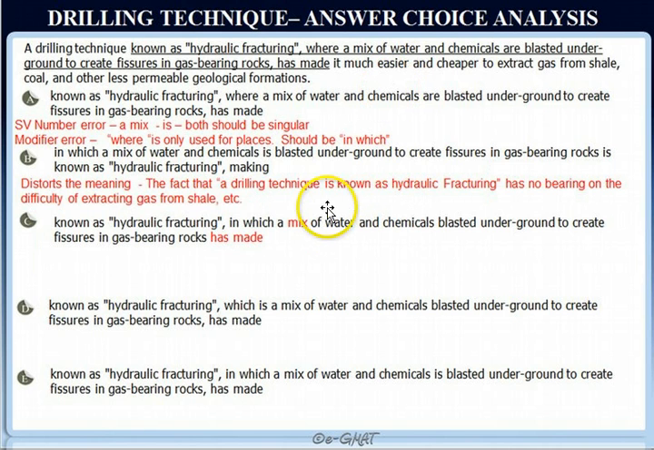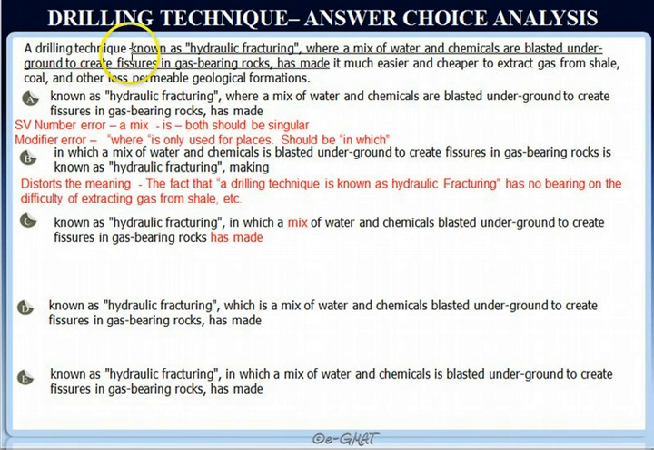So this subject verb pair doesn't make sense, because we know that what has made it easier and cheaper to extract gas is the drilling technique. This drilling technique that is known as hydraulic fracturing, that drilling technique has actually made it much easier and cheaper to extract gas. The mix has not made it easier and cheaper. So this sentence also distorts the meaning.